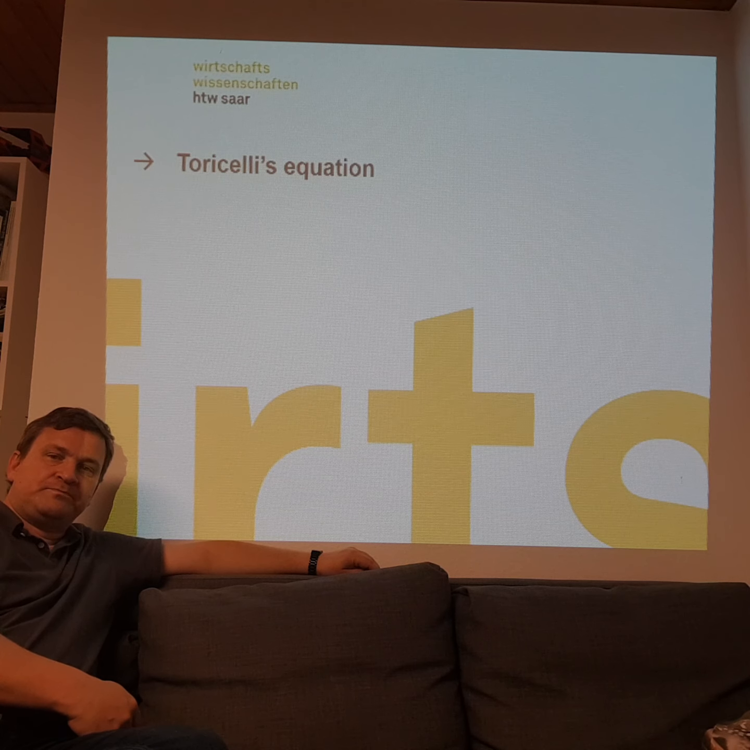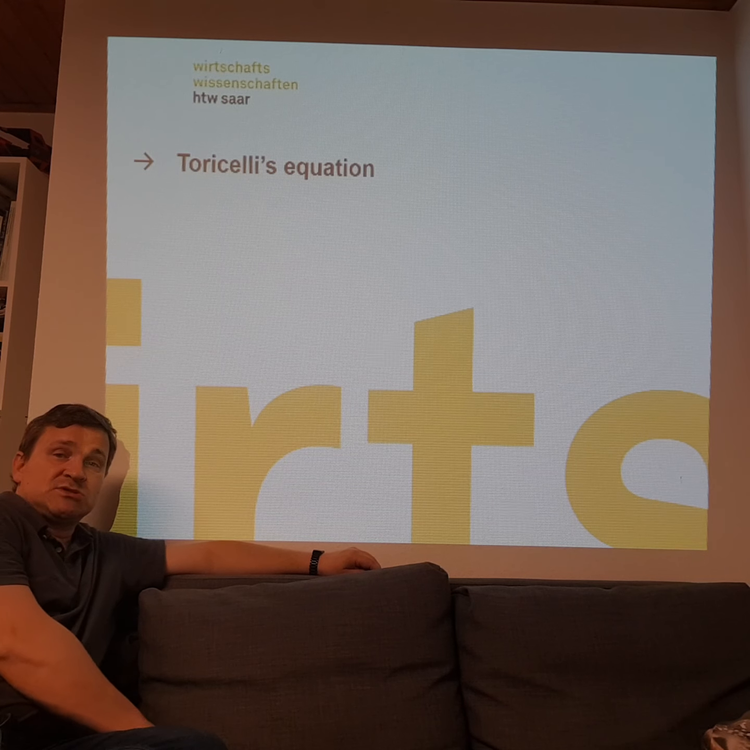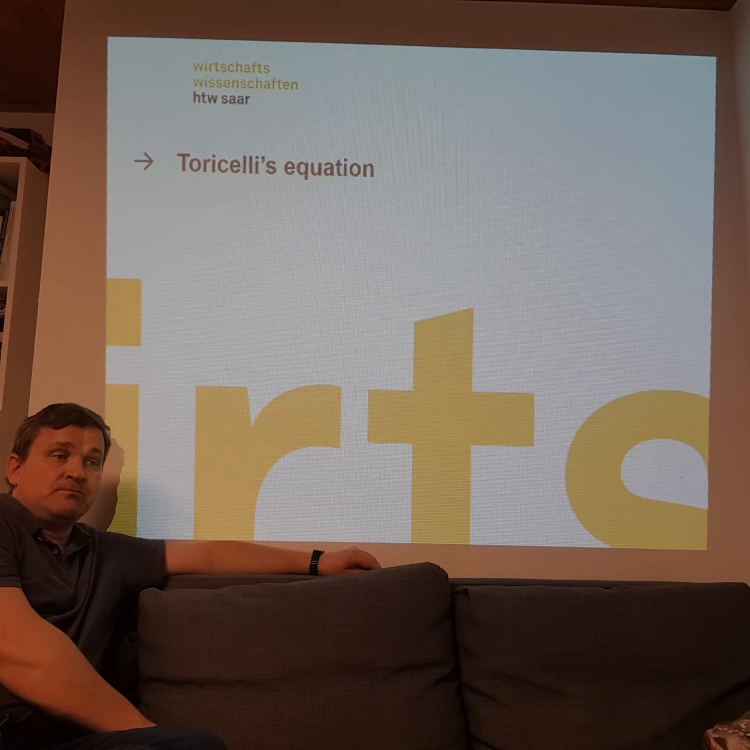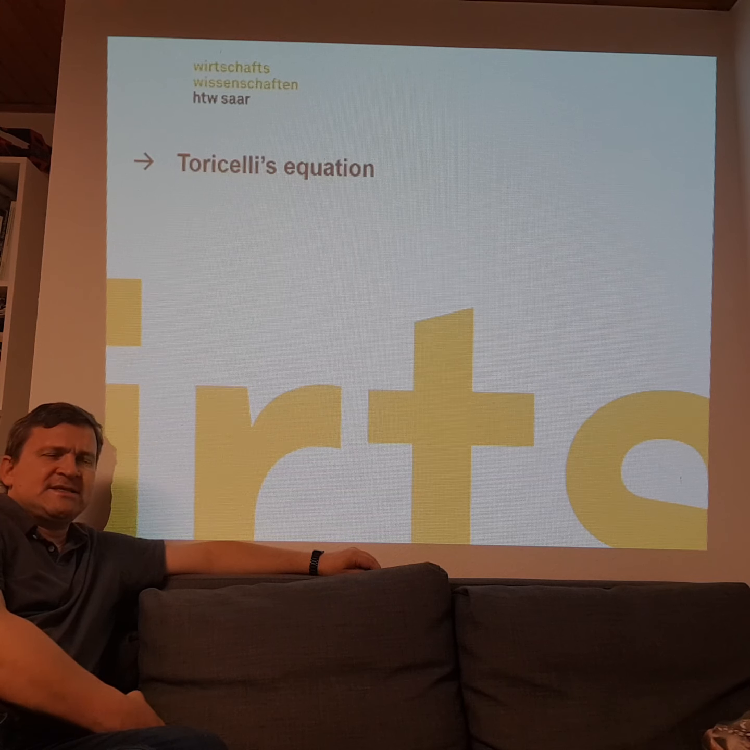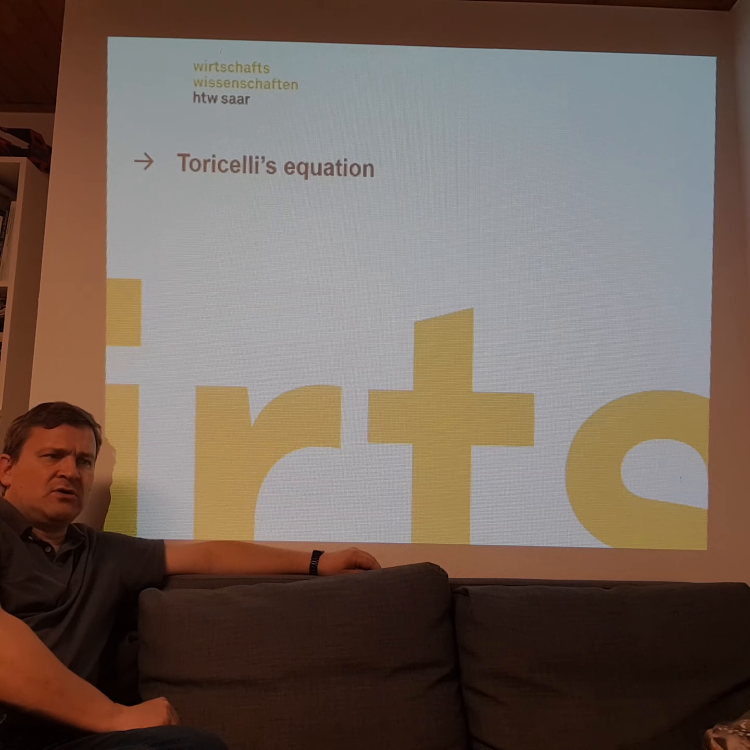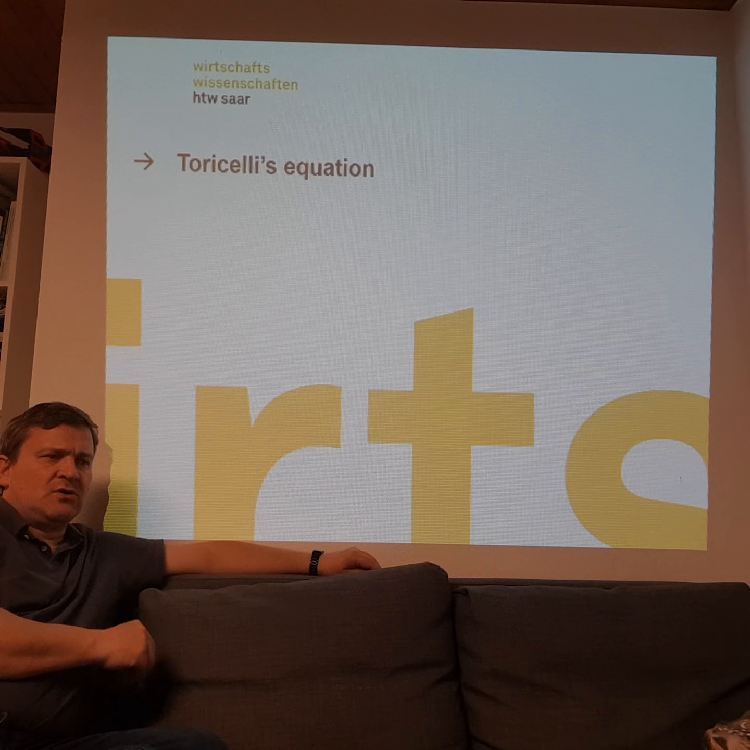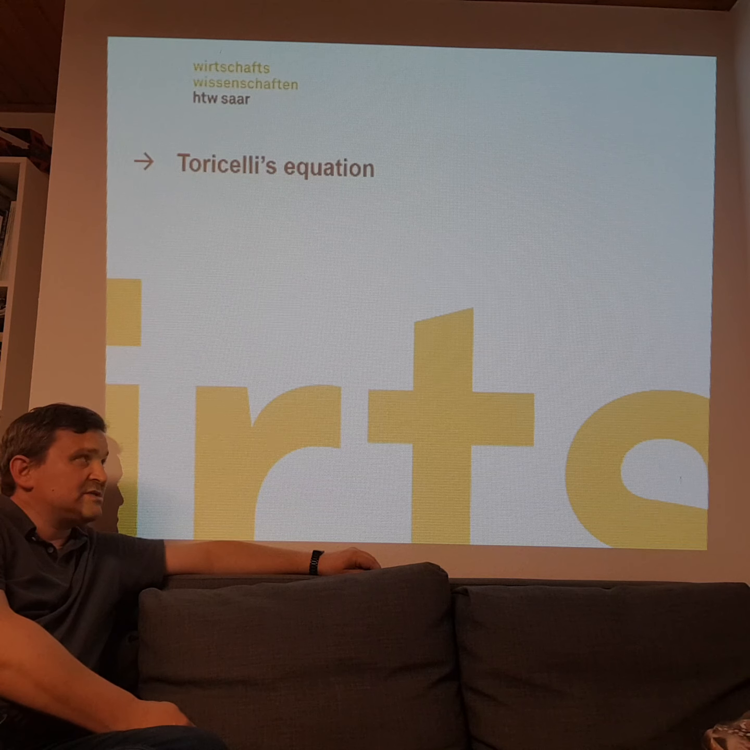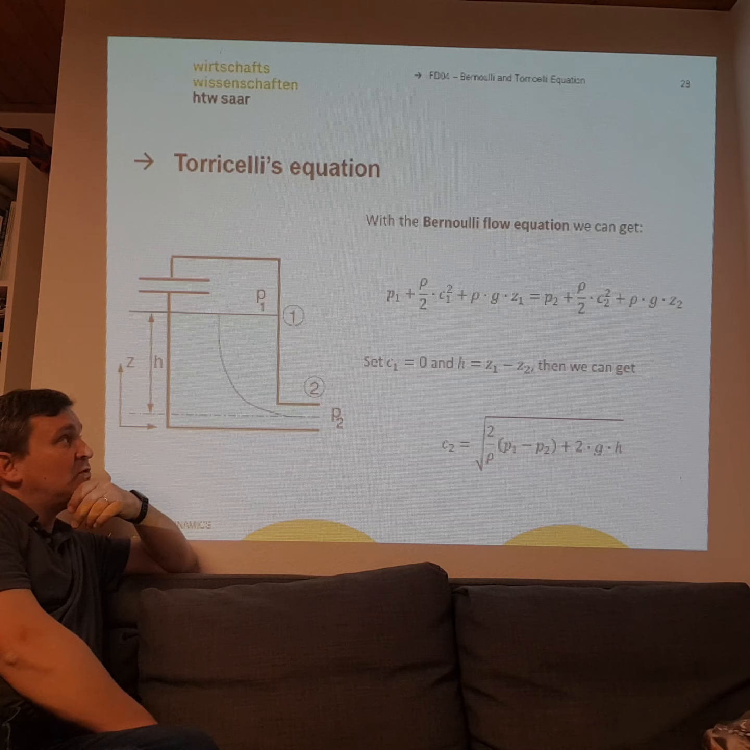Okay, let's come to the last chapter, the so-called Torricelli's equation. I want to mention Torricelli here. He was also a famous Italian scientist, and he formulated a law that is a bit similar to Bernoulli's law. If we delete some parts of Bernoulli's law, we can get Torricelli's law back. So here we have the Bernoulli flow equation again.